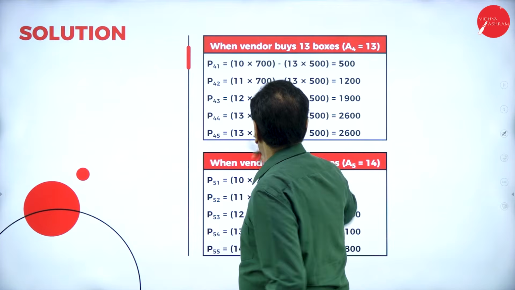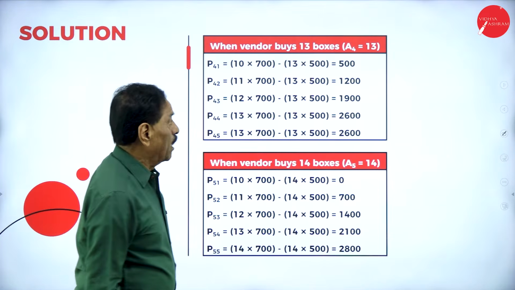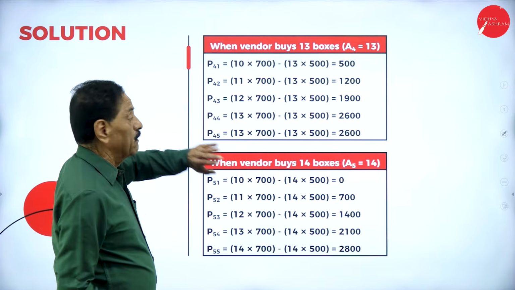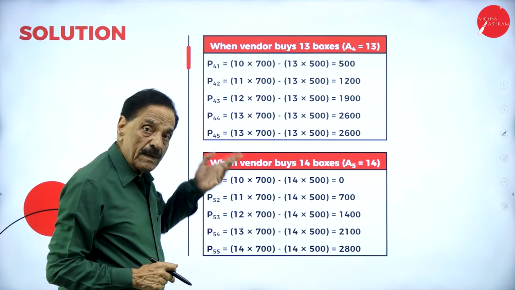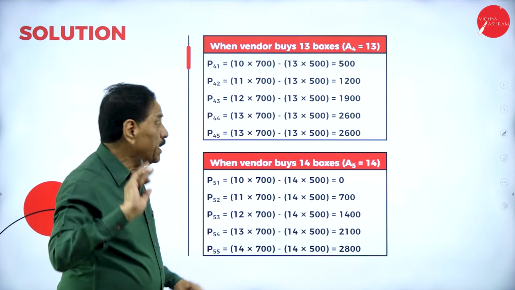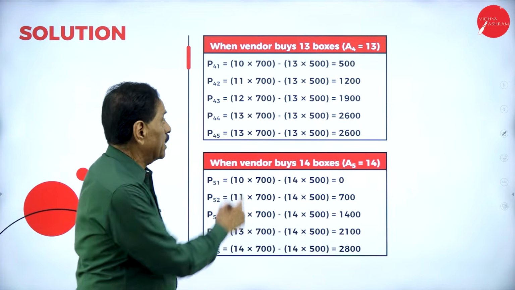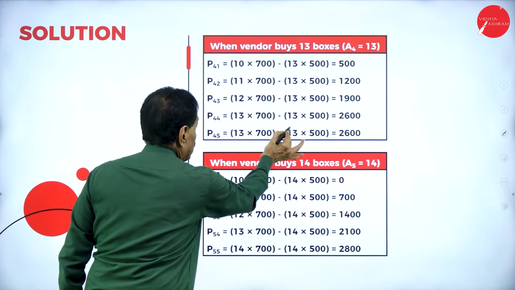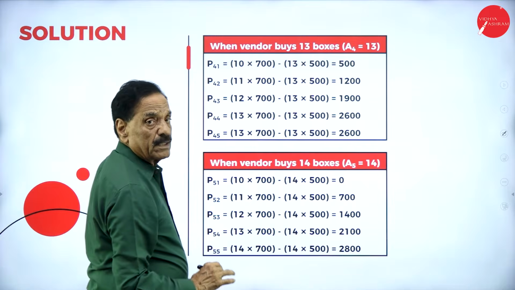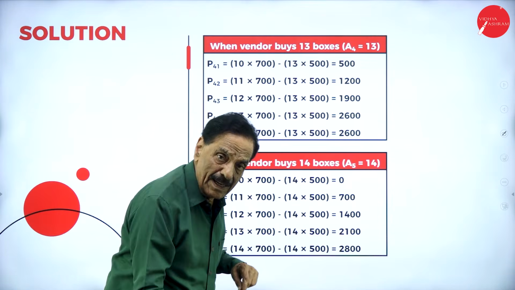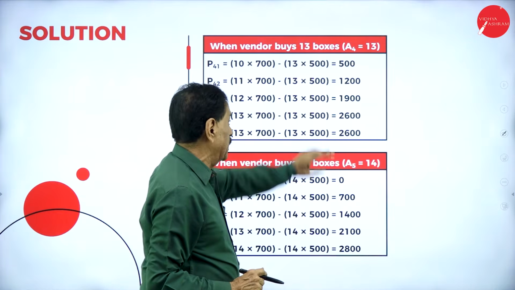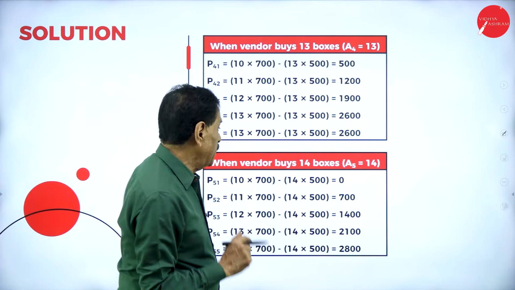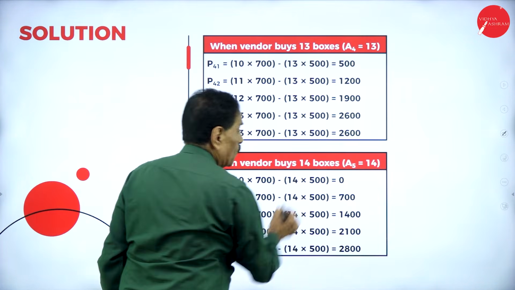Then, when the vendor buys 13 boxes, A4 is 13. First you have to write from the beginning: 10 into 700, 11 into 700, 12 into 700, and the new one, 13 into 700, 13 into 700. You have to write all 13 now. 13 into 500, 13 into 500. The values are. Last one, A5 is 14.